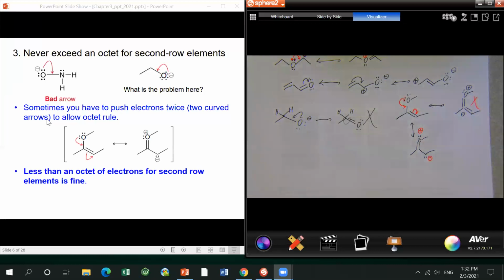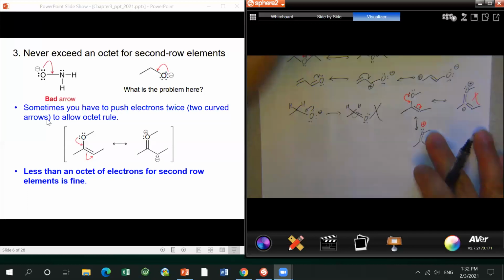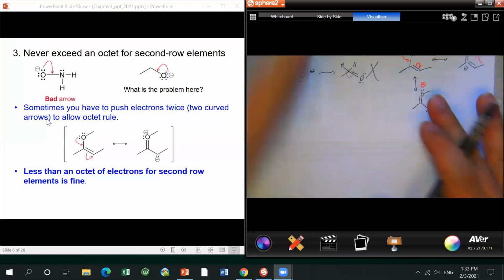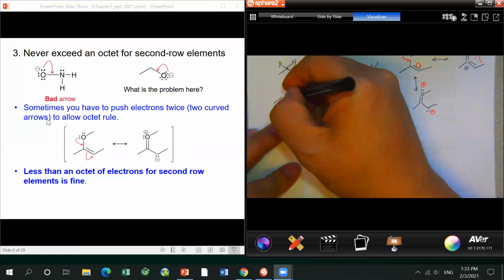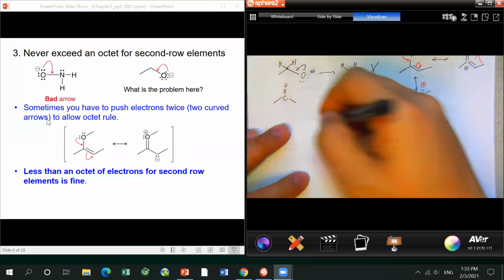And so sometimes when you draw the Lewis structure, so draw the resonance structure, there's a possibility you can get less than 8 electrons. That's fine. Less than 8 electrons is no problem. So I'll give you one example. We still use this ketone as an example.